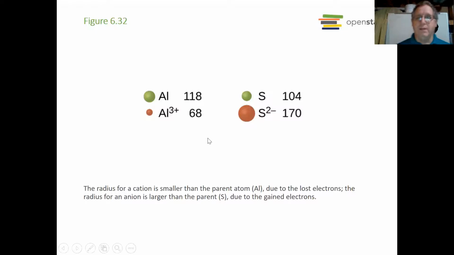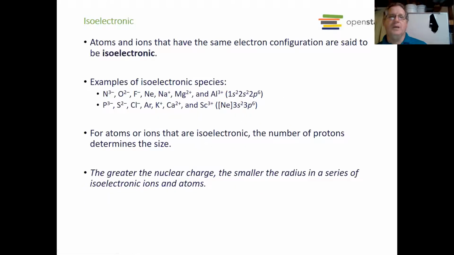Okay? A couple examples here. Aluminum, see, it loses 3 electrons. It becomes much, much smaller when it becomes an ion. Sulfur, as it gains 2 electrons, it becomes significantly larger. And these are just examples, okay?